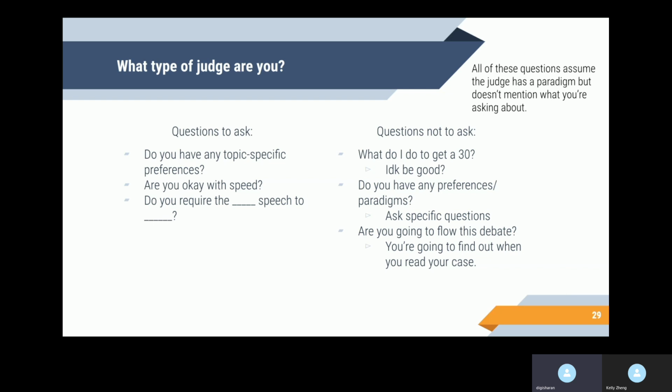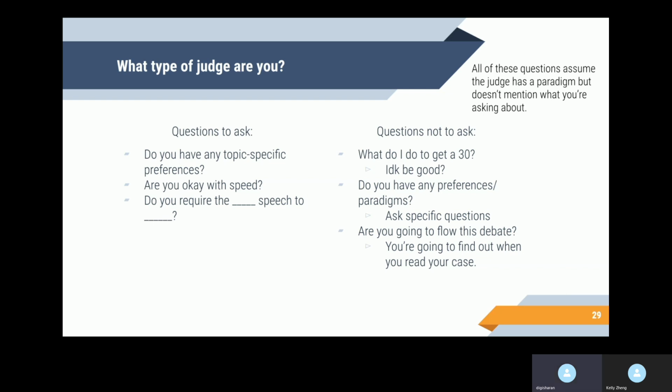Another question is, are you okay with speed? If they're not, then you know you need to start slowing your arguments down, and maybe an indicator this judge is more on the lay side. And the third thing is, do you require the blank speech to do blank? So basically, don't ask for all of their preferences. Ask specific questions that you feel affect you.